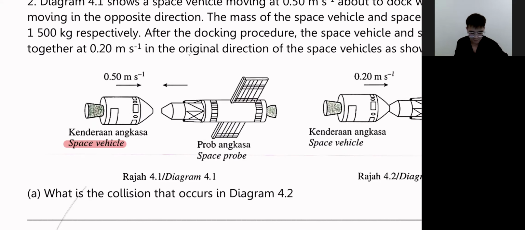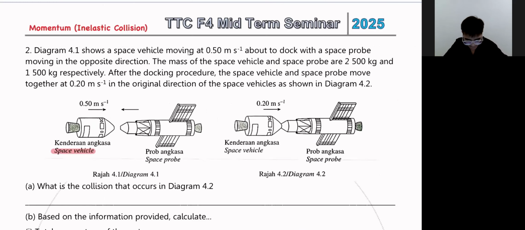Now if you look at this question, it says that at first the space vehicle that carries the astronauts will be moving at 0.5 meters per second towards the space probe. Because they need to dock with each other. Docking means they connect, so that the astronauts from the space vehicle can go into the space probe. The question also gives information about the space probe, so I use another color, pink.